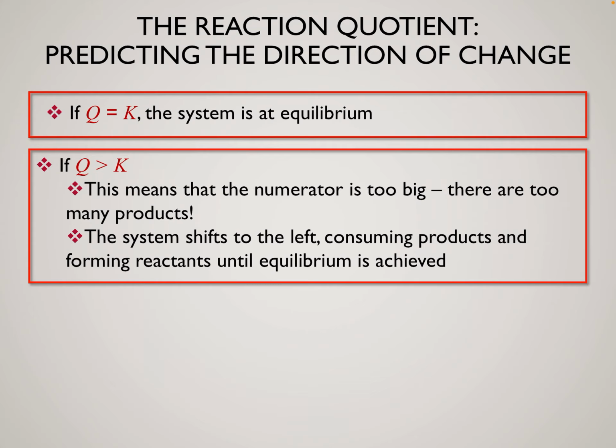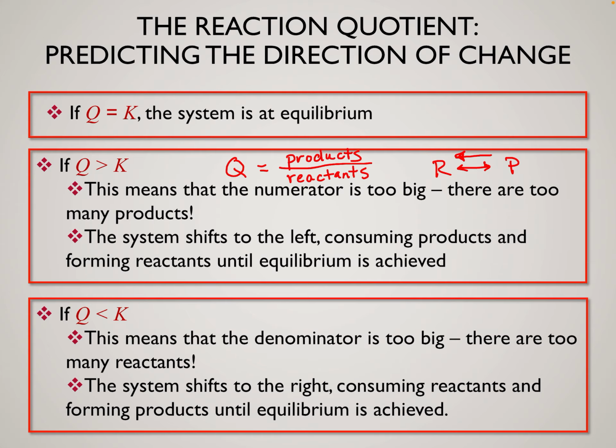So if Q is greater than K, if Q is too big, again, remember, whether it's Q or K, it's always products over reactants. If Q is too big, that means there are too many products. So if there are too many products, our reaction needs to shift to the left to use up some of those products to make more reactants so that Q and K will be equal. It'll keep shifting left until equilibrium is achieved. The opposite is also true. If Q is less than K, again, products over reactants, if Q is too small, that means we have too many reactants. So our reaction will need to shift to the right to achieve equilibrium.